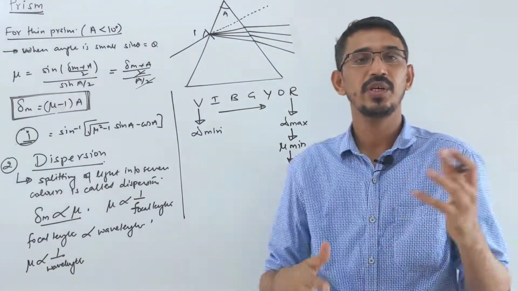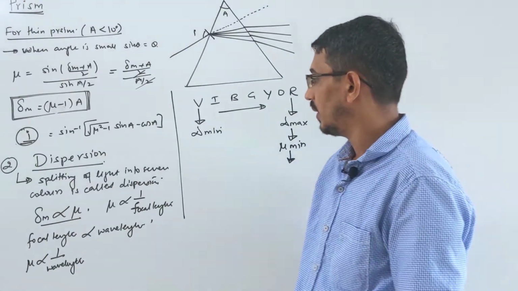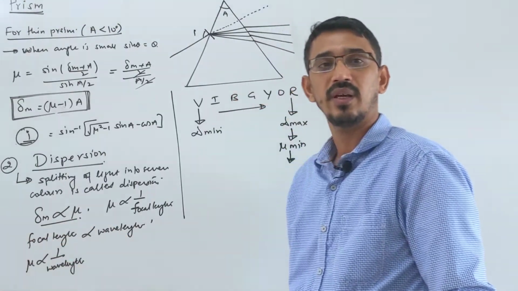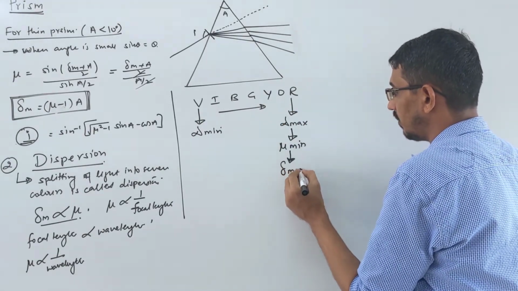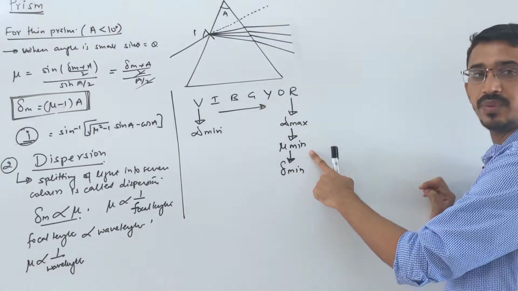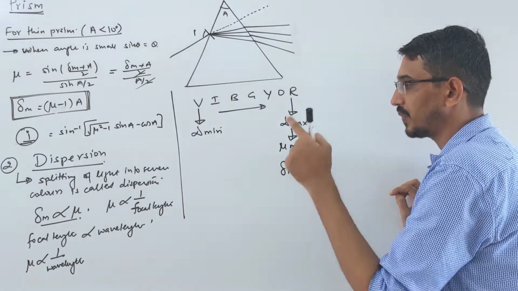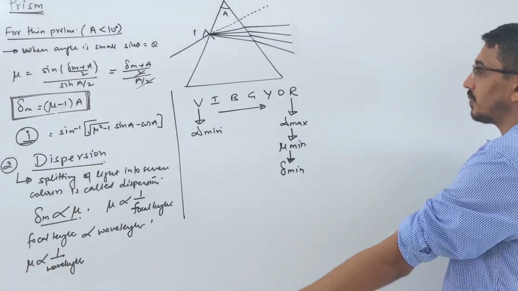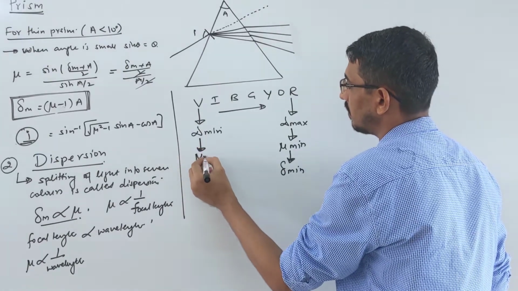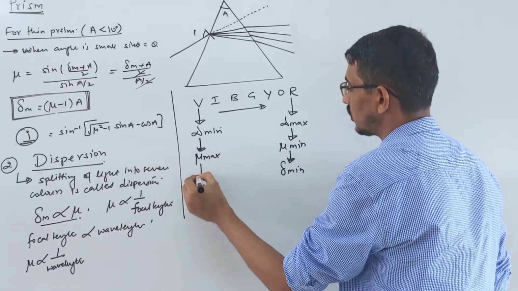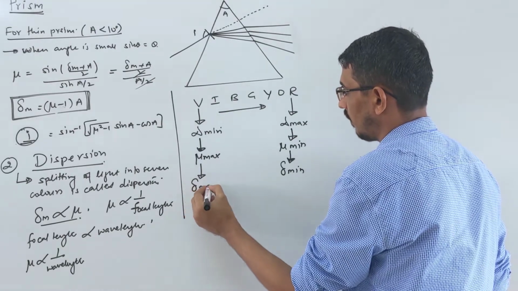Suppose you want to know which color deviates maximum. So look here, mu and deviation are directly proportional. It means the deviation of the red color will be minimum. Refractive index minimum, deviation also minimum, correct? Okay, then the same thing here, your violet color has mu maximum. So deviation will also be maximum.